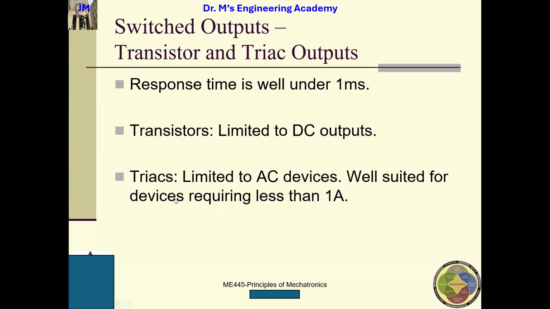They are well suited for devices requiring less than 1A. 1A is very high. I told you guys, 1A of current can kill everybody instantly. If you want to hunt some very big animal and you use this, you can accomplish it. I mean, it's very dangerous. 1A is a very dangerous level for all living animals.